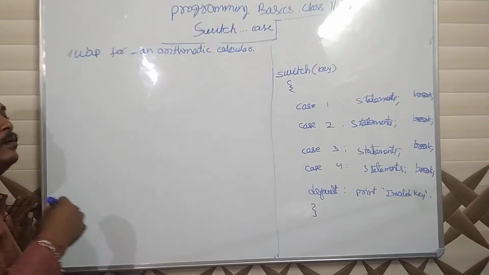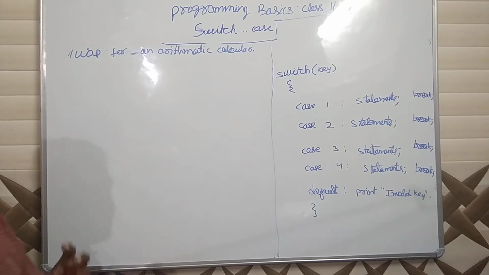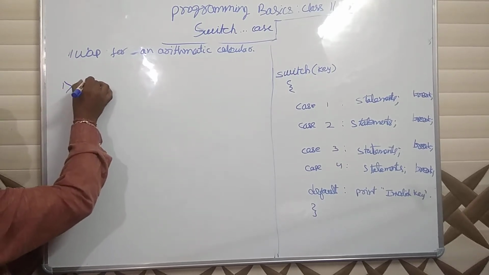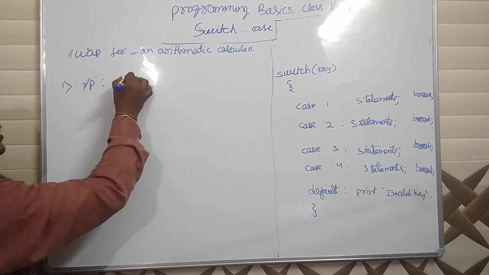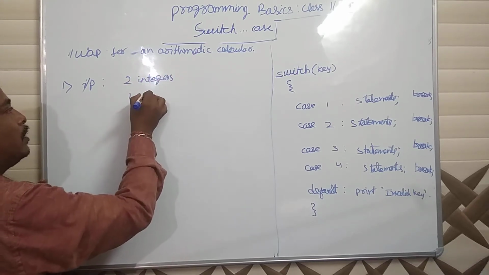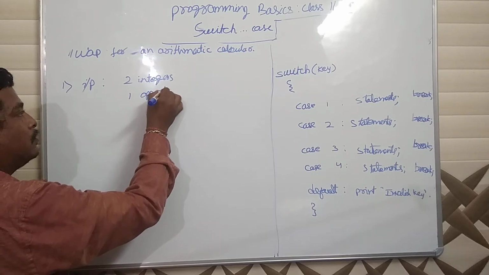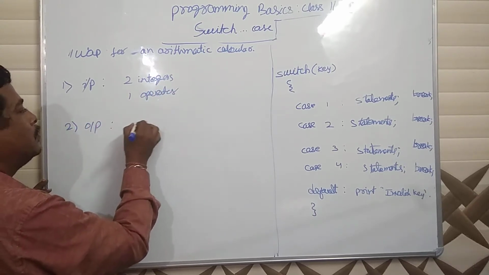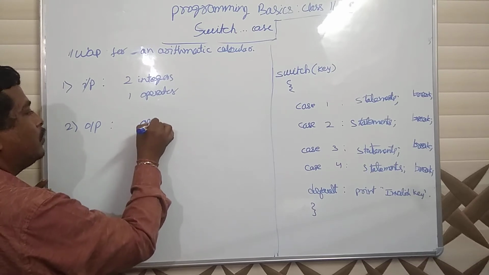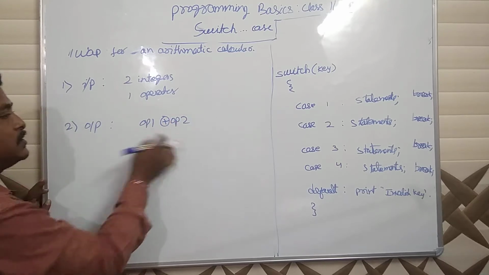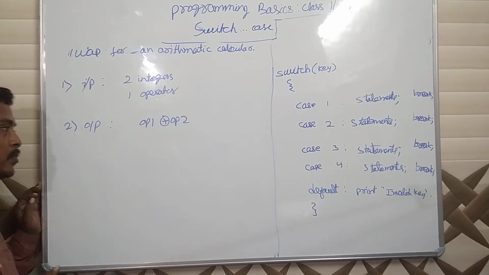So we will enter one or two integers. It will be calculated and the output will come out. According to our 5-step criteria, the first step is finding the input. So what is our input? Input is 2 integers and 1 operator. What is the output? Output is operand 1, operator, operand 2, or you may reverse it. According to that, you have to write the program.